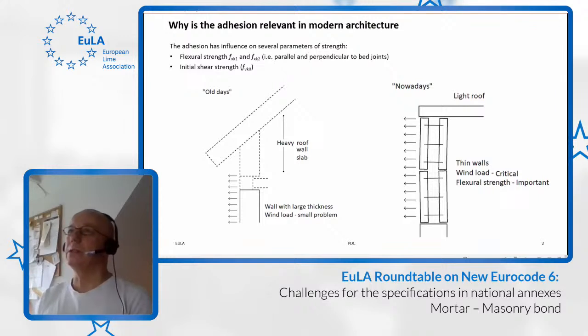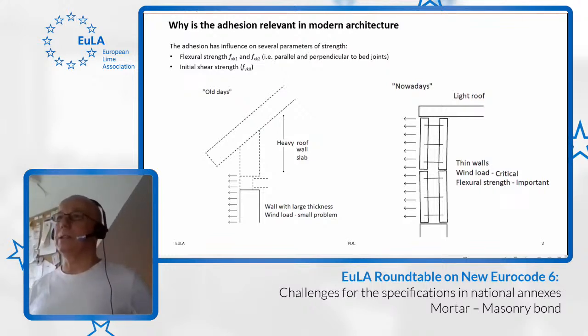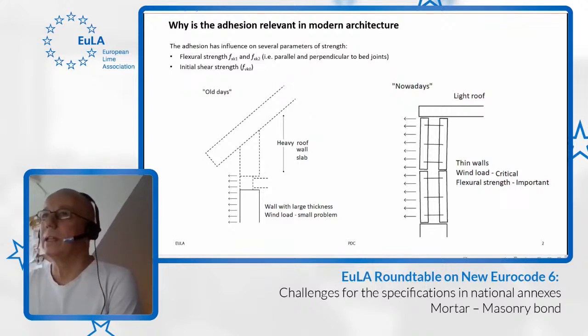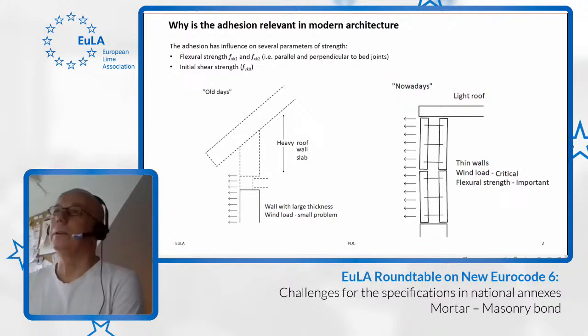The flexural strength is more or less connected to the adhesion. The adhesion has influence on several strength parameters. That is the two flexural strengths, fxk1 and fxk2, and the initial shear strength. And if there's no adhesion, then the value of these strength parameters is 0, and then there's a problem to get the load capacity.